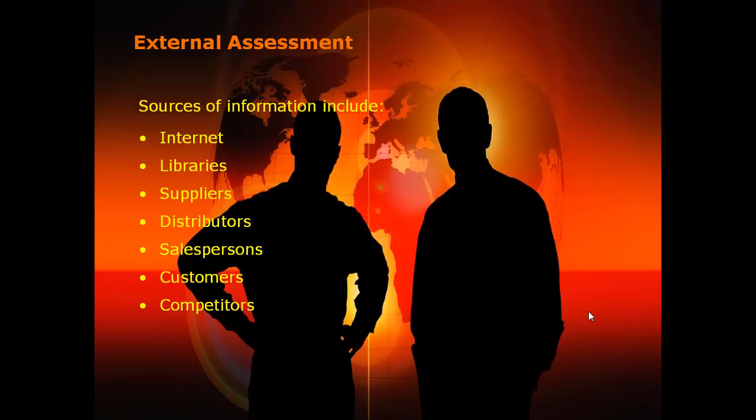So how can you gather this information? There are different sources, for example, the internet, libraries, your suppliers, your distributors, your salespeople, your customers, and your competitors. So there are several sources that you could use to gather information regarding your environment. And the best thing is to use multiple sources to prevent any bias, to prevent focusing too much on a single perspective when you are doing this kind of research.